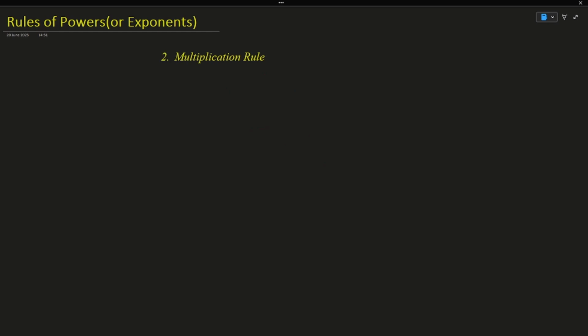The next rule is the multiplication rule. The multiplication rule requires powers or exponents to be added. That is, when multiplying two numbers with the same base, we add their exponents. For example, if we are asked to simplify 3 raised to the power of 2 multiplied by 3 raised to the power of 4, according to the multiplication rule, we add their exponents. So it will be 2 plus 4, which is 6. So our answer will be 3 raised to the power of 6.